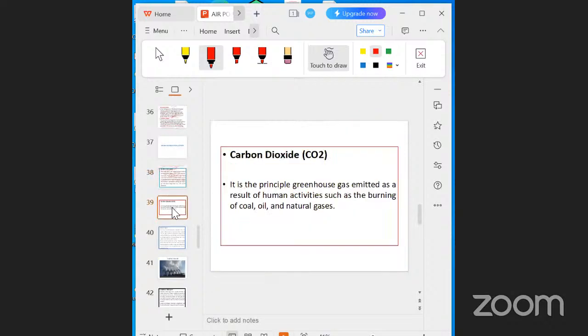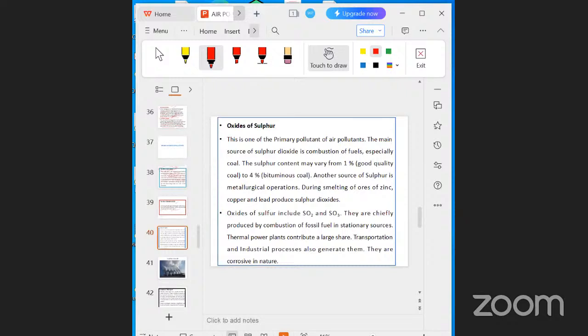Next one is carbon dioxide. It means CO2. So CO2 is the principal greenhouse gas, emitted as a result of human activities. Human activity means such as the burning of coal or burning of fossil fuels, oil and natural gas. Right? So next we are going to sulfur dioxide or oxides of sulfur.